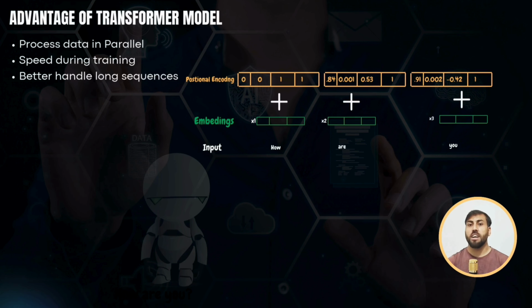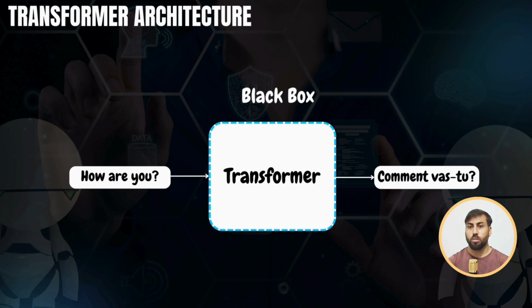Let's start by thinking of the transformer model as a black box. In translation, for instance, it could take a sentence in one language and output the translated sentence in another language. Now let's explore how this model handles input internally.